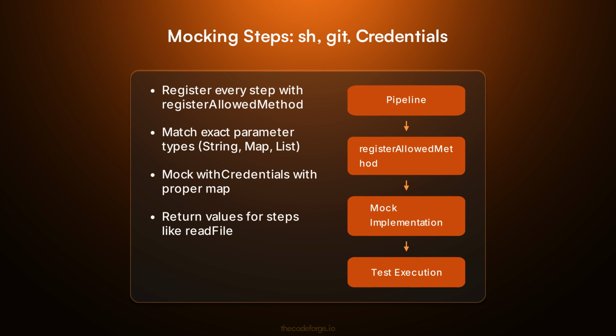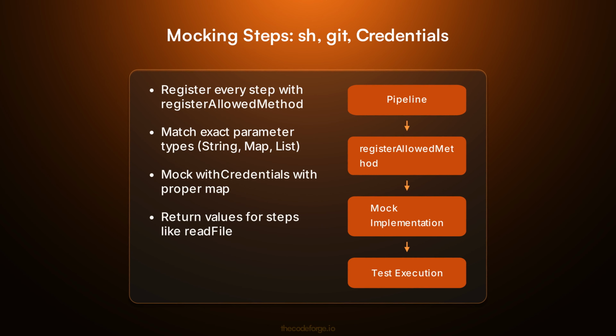Mocking is the heart of Jenkins Pipeline Unit. You must register every step your pipeline uses. For withCredentials, provide a closure that returns a map with the expected keys. Missing a mock can cause silent failures.